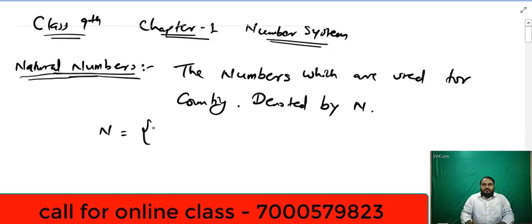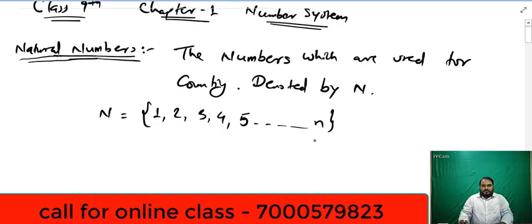1 2 3 4 5, just like that. So the natural numbers will be 1 2 3 4 5 and so on up to n, where n is a natural number. Okay, n can be any value.